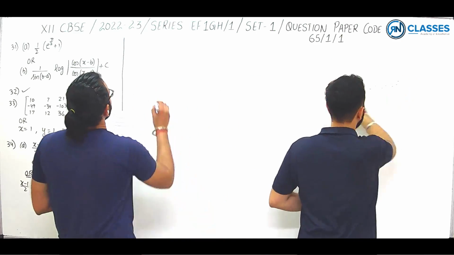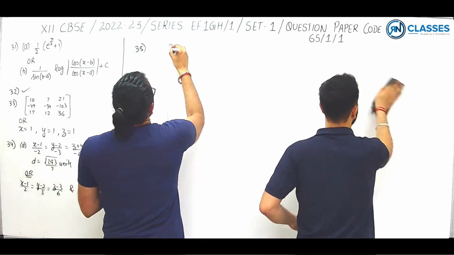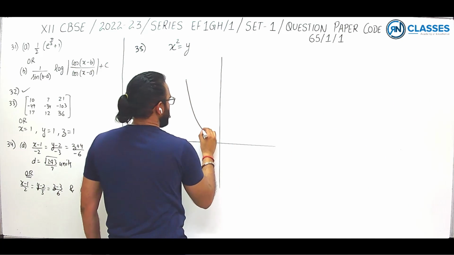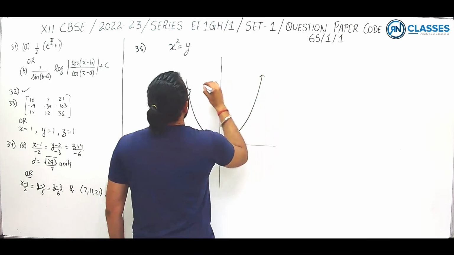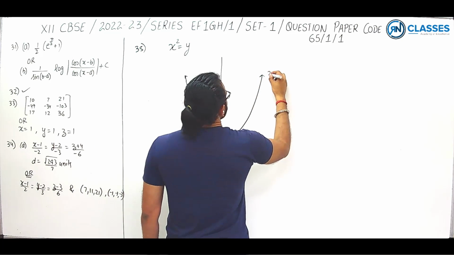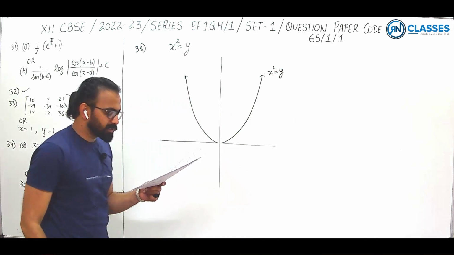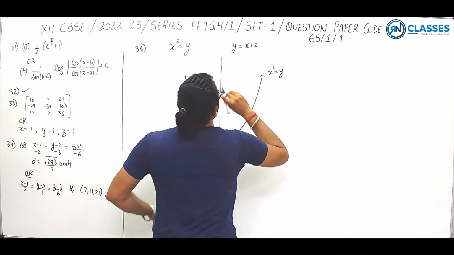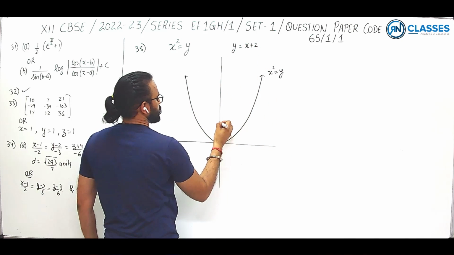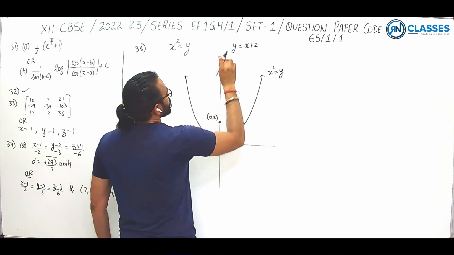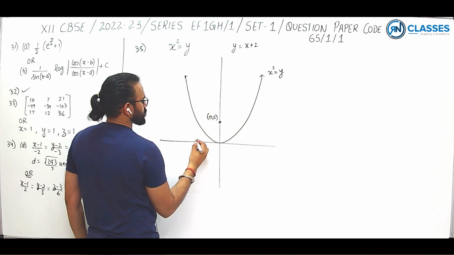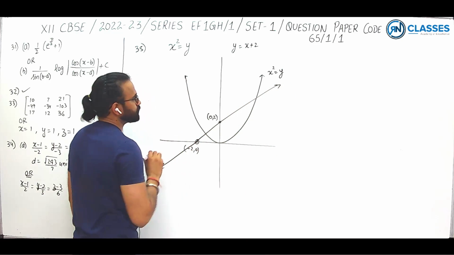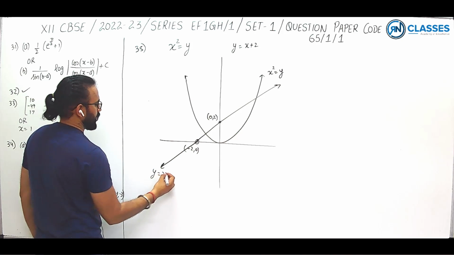In the 35th question, the first curve is x square equals to y, which is a parabola opening upwards with vertex at 0, 0. This is x square equals to y. And the second one is a linear relationship between x and y, y equals to x plus 2. If I put x as 0, the value of y will be 2, and putting y as 0, x will be -2. The line will pass through these 2 points. This line is y equals to x plus 2.